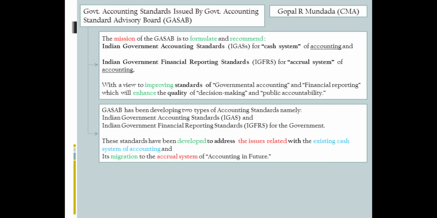With a view to improving the standard of government accounting and financial reporting, which will enhance the quality of decision making and public accountability, the Government Accounting Standards Advisory Board has been developing two types of accounting standards, namely Indian Government Accounting Standards and Indian Government Financial Reporting Standards. These standards have been developed to address the issues relating to the existing cash system of accounting and its migration to the accrual system of accounting in future.